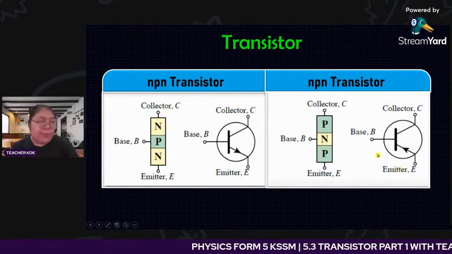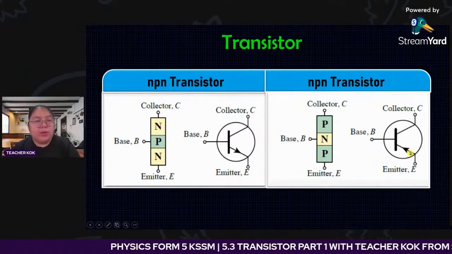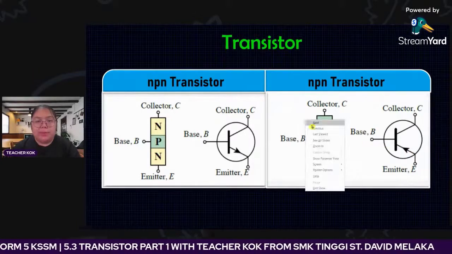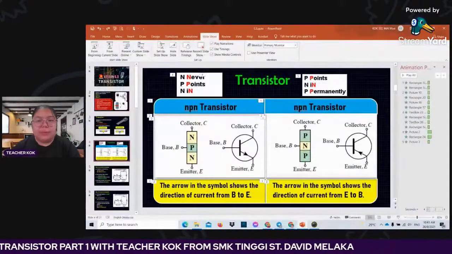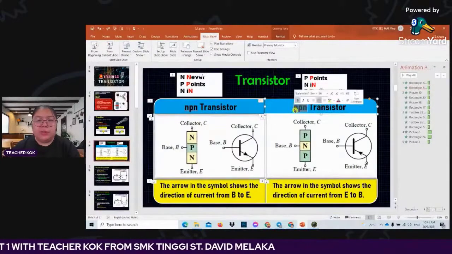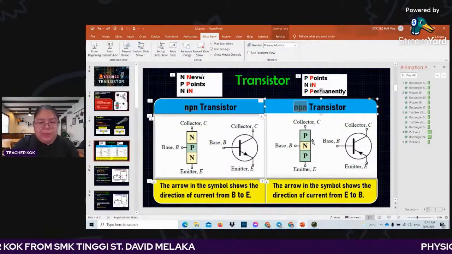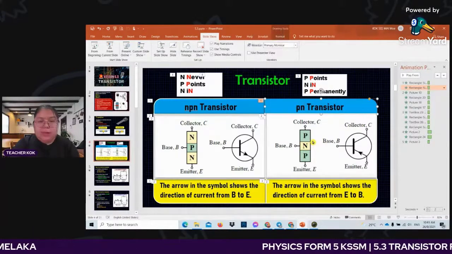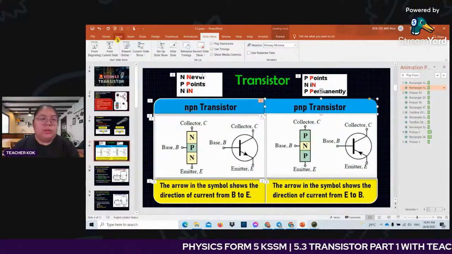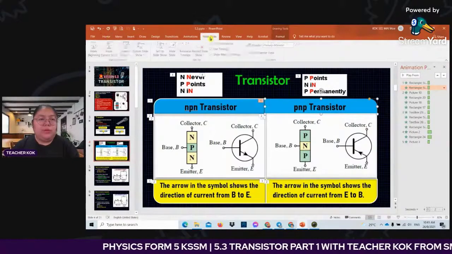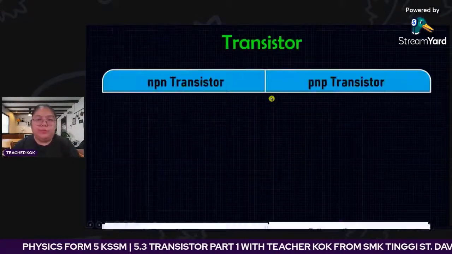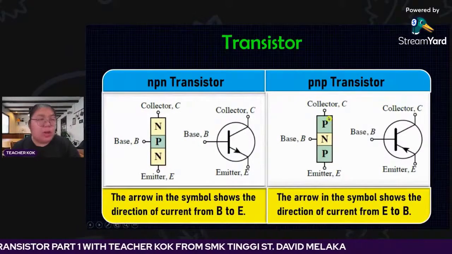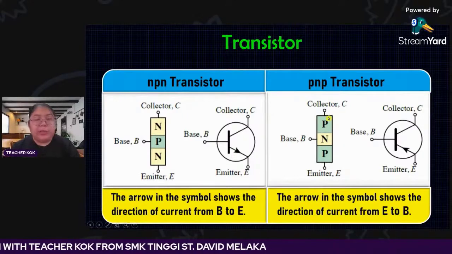How about the PNP? PNP is where the arrow goes in. Sorry, this one is a PNP. I labeled it first, as some students might make a mistake later. So this one should be PNP. Okay, then we go through. For PNP, the top is still the collector. We never change.